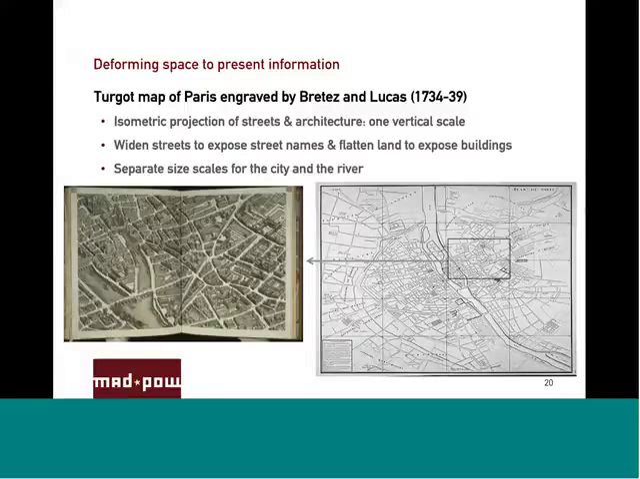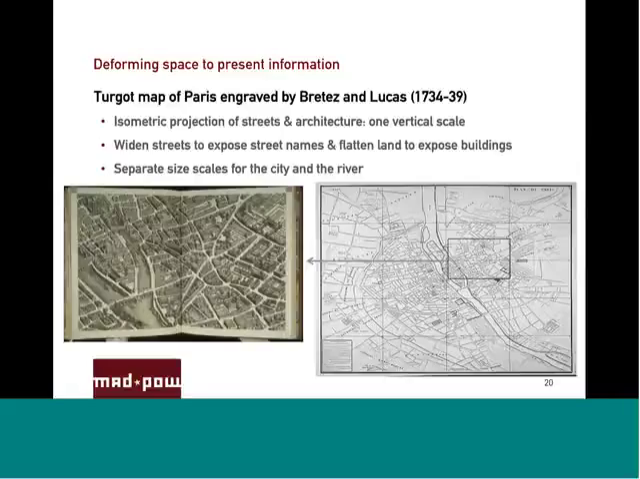So another historical example that's been a great inspiration to myself and many others is the Turgot Map. And this is an example of how to deform space to present information better. Might seem counterintuitive, but sometimes deforming or changing the space will make the information come across much more clearly. The Turgot Map wasn't made by a man named Turgot. Turgot was the governor of Paris who commissioned it. It was made by two engravers, Berthez and Lucas, in the early part of the 1700s.